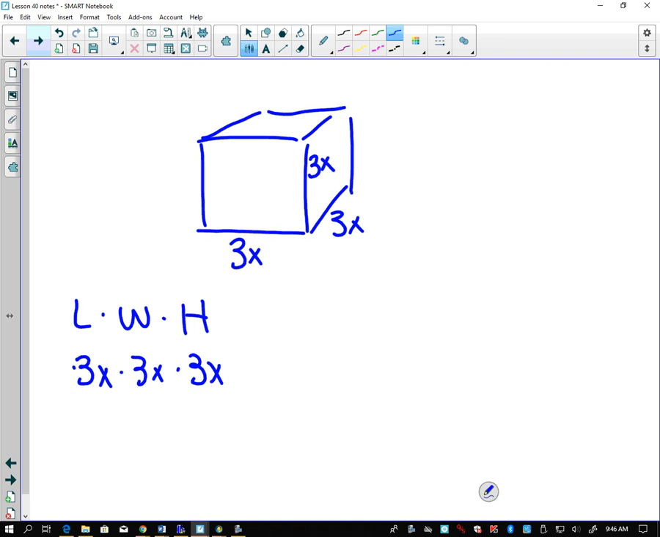3 times 3 times 3? What's 3 times 3? Okay? All right, so just the 3's. I've got 9 and then 9 times 3 again. So what's 9 times 3? 27. All right, what's x times x times x? X to the third. Okay, so I get 27x cubed. And this is cubic inches. I suggest a picture.